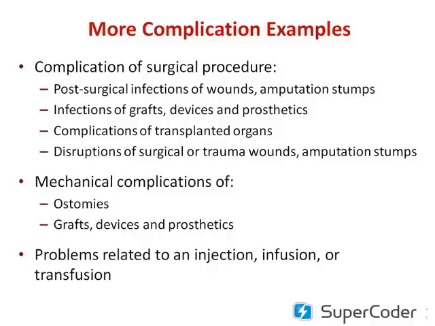In addition to those general complications of procedures, there are mechanical complications. You see these with ostomies. If we had a mechanical complication of a colostomy, the code would be 569.69. But if it was a mechanical complication of a cystostomy, the code would be 596.82. So you can see the specificity by the type that we have. We can also have mechanical complications of grafts, devices, and prosthesis. If it's a graft that's infected, you're going to see it at 996.